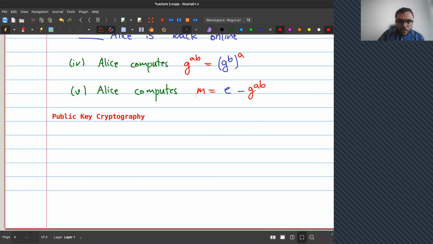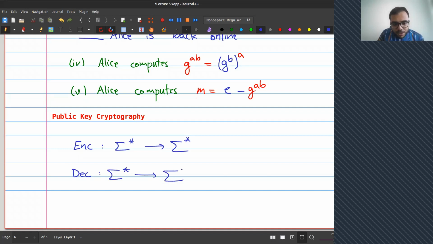So what is public key cryptography? The idea is that I'm again going to have an encryption function that takes strings and gives me other strings. So it encrypts. And I'm also going to have a decryption function, which takes encrypted strings and gives me back the original message. But the difference is that now I'm going to have two types of keys.